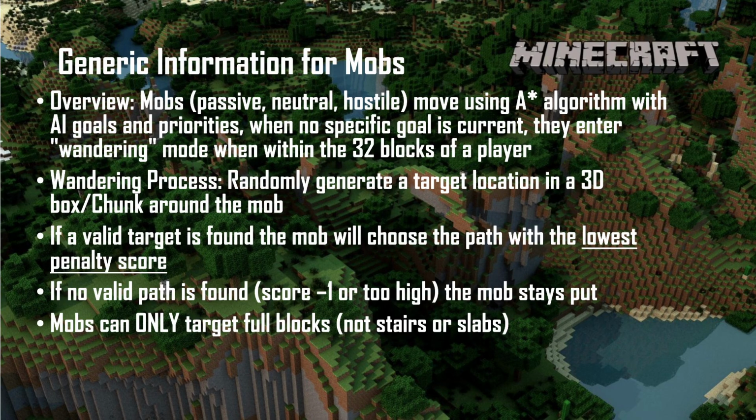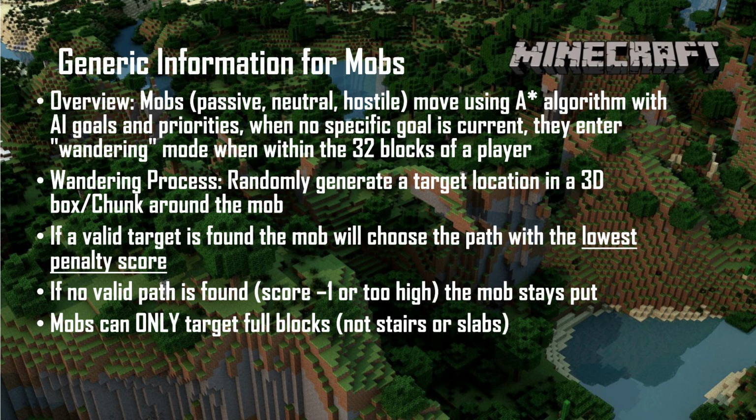If there's no specific goal for a mob in its current position, it will enter wandering mode within a 32 block radius. So it will just walk around in a 32 block radius every 7 seconds and find new different areas to walk to, possibly finding a new goal. And once that goal is found, it will take the lowest penalty score path to get there.